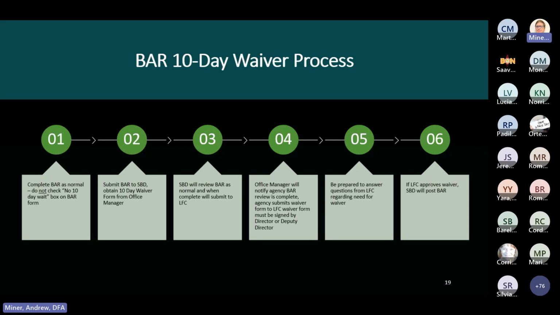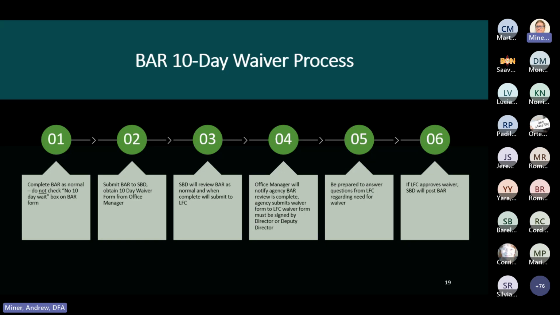We wanted to place a little bit of the onus back onto agencies to do this instead of us, because again, this is agencies requesting this exemption, and it is the LFC's prerogative whether or not to grant that exception, right? Because it's their review period. So this decision is not up to us, it is up to them. We will help facilitate it, but in the end, the agency has to justify it and the LFC makes the decision. Because again, it's them giving up their 10-day period.